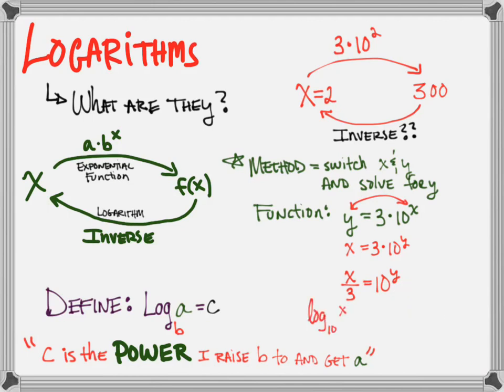Alright, so let's look at our example here. We take a logarithm on both sides, and we can see that that's just y. y is the power that I raise 10 to, and I get 10 to the y power, and our answer on the other side is log base 10 of x over 3, and that's it. That's our inverse that undoes this equation up here.